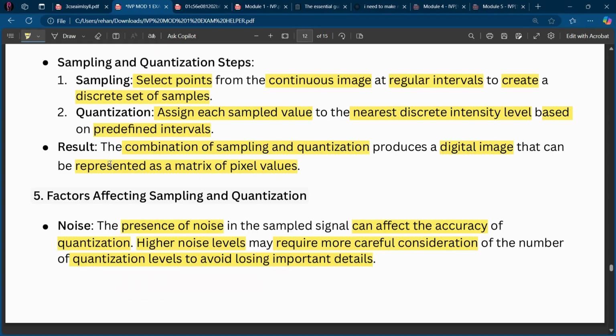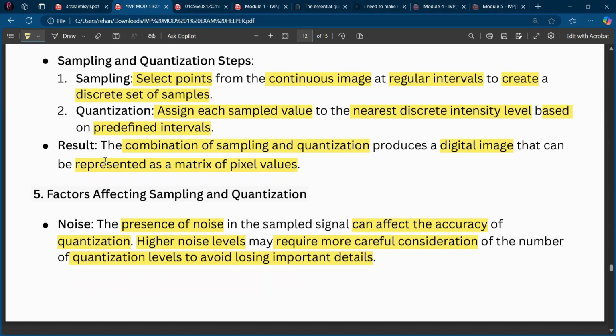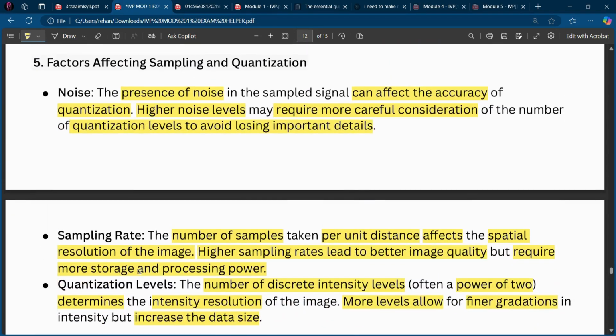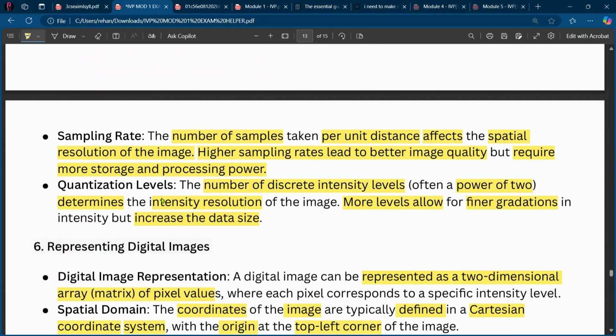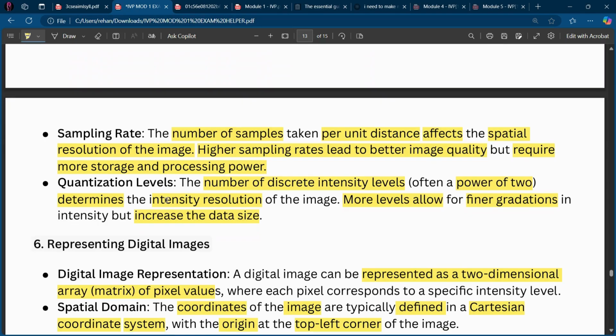What factors can affect this? Noise can affect the sampling rate and quantization levels. Noise can affect the accuracy, so higher noise levels may require more careful handling. Sampling rate is the number of samples taken per unit distance. Whatever sampling rate you choose, you take a particular point and a certain distance between samples. Higher sampling rates lead to better image quality.